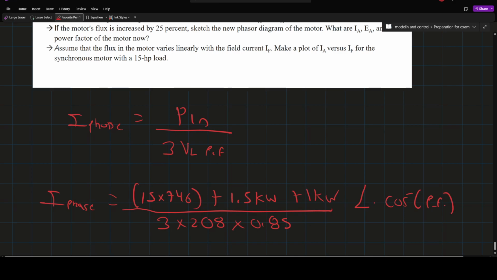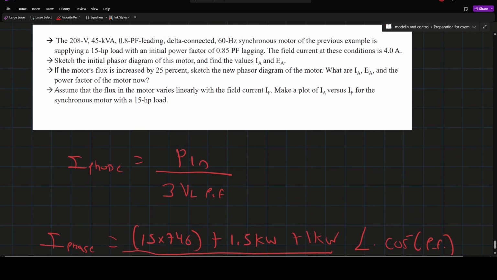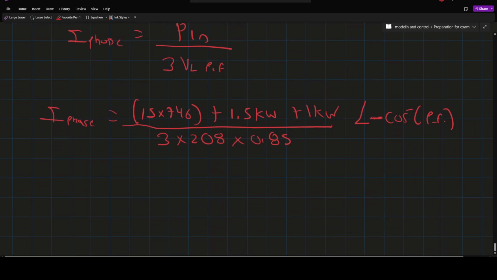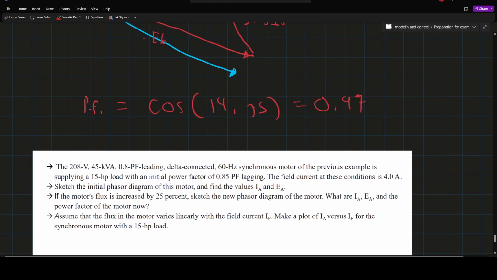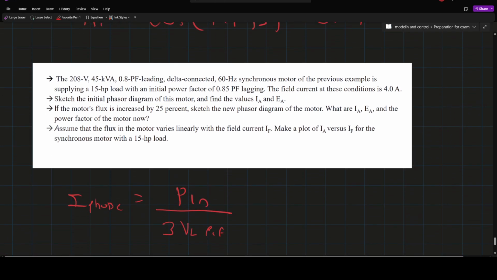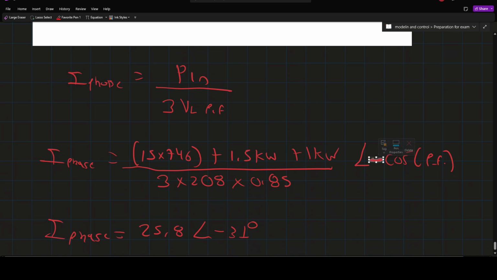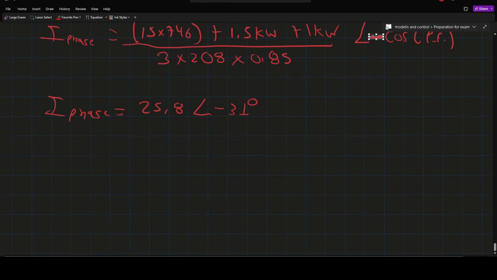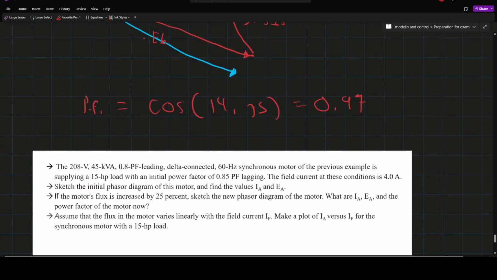Now it says that this is lagging, so we know that this angle is going to be negative. So our I phase is going to be 25.8 with an angle of minus 31 degrees. So just be careful when it says lagging or leading. If it says lagging, we have to make the angle of the current negative.